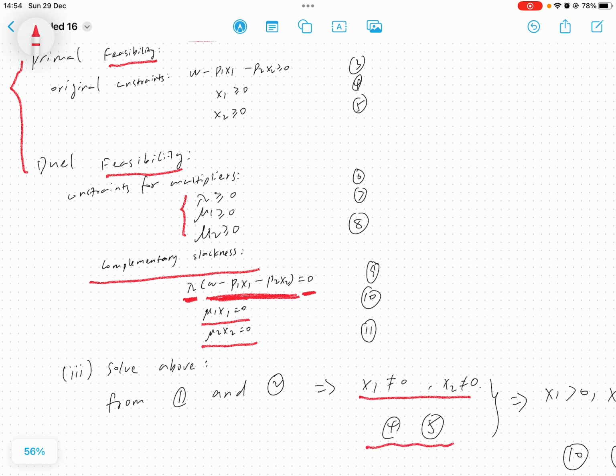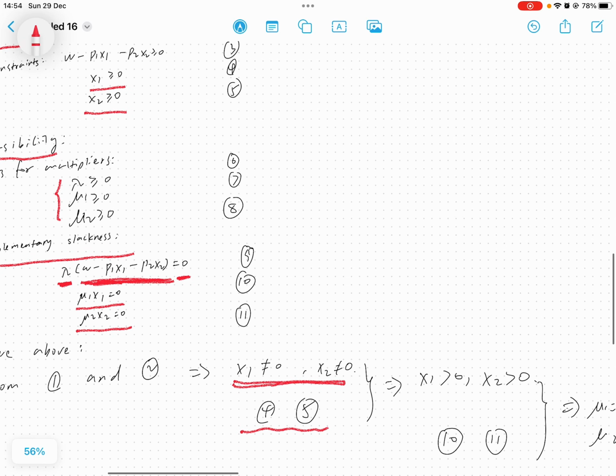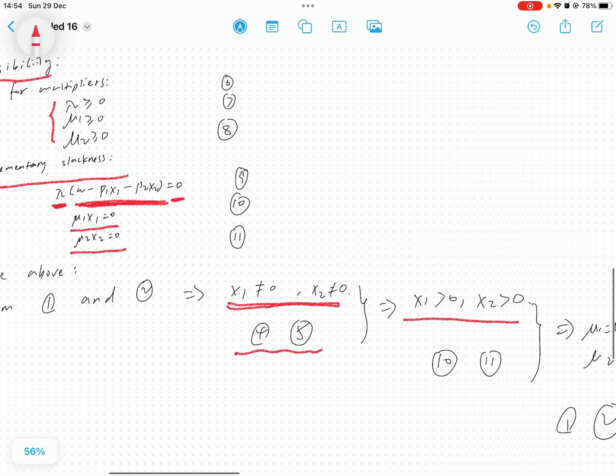And then we use 4 and 5. Together, 4 and 5 tell us that x1 and x2 are greater than or equal to 0. Here we said that x1 and x2 are not 0. So what we can infer is that x1 and x2 cannot be 0, and at the same time they have to be strictly greater than 0. Now we combine 10 and 11. Now we know that x1 and x2 are strictly greater than 0.